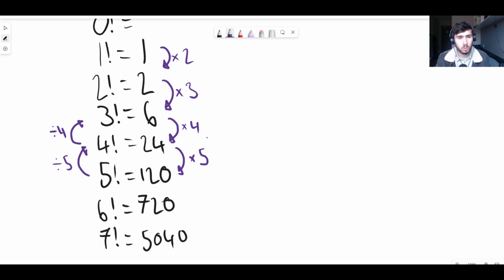So if we times by some number as we go down the list, we divide as we go back up it, because we're doing the opposite thing, because we're going the other way. How do we get from 6 to 2? Well, of course, we divide by 3. How do we get from 2 to 1? Well, we divide by 2.